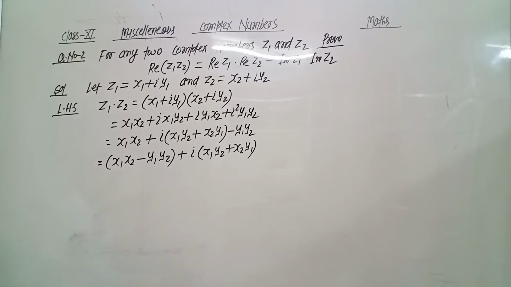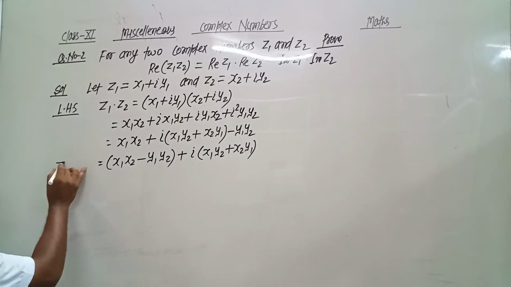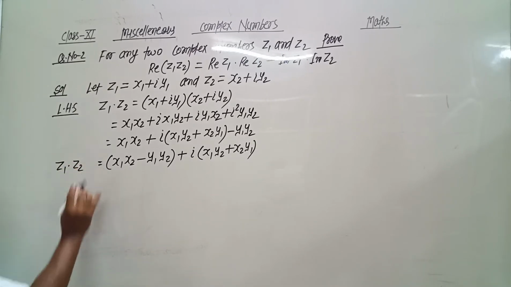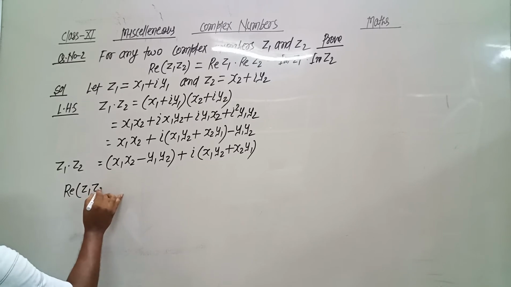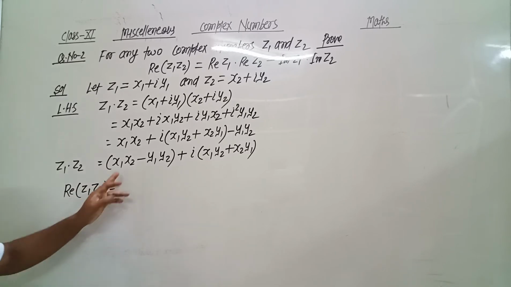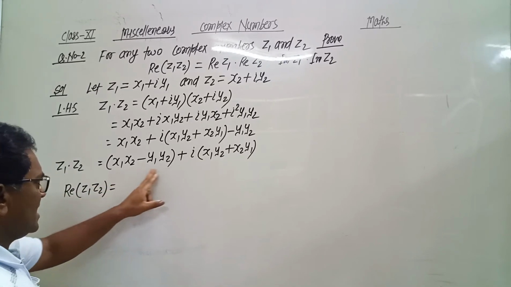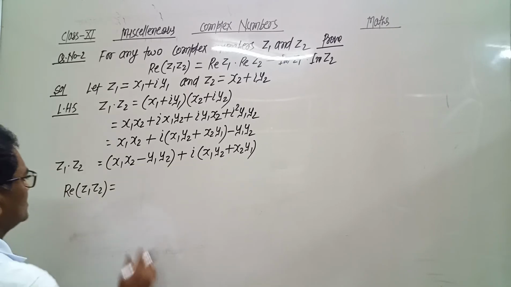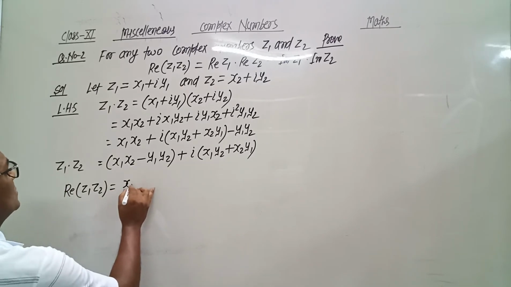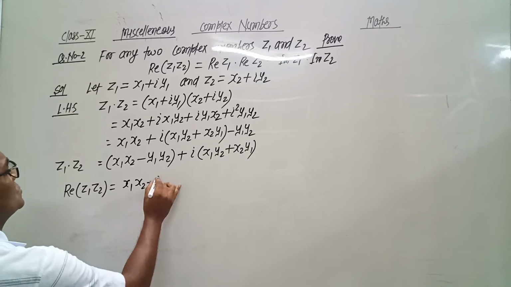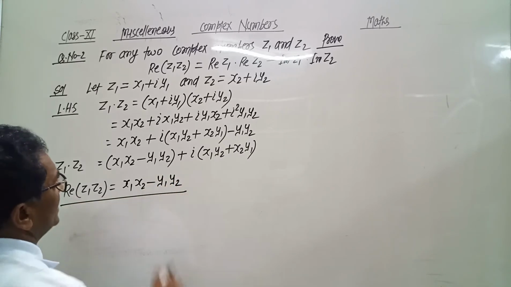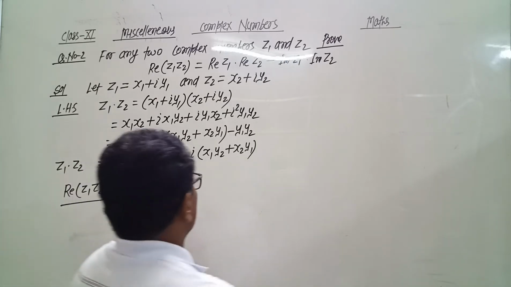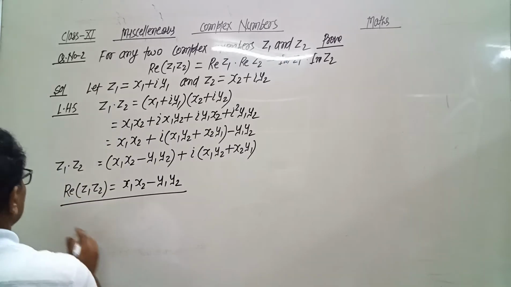Now what is the real part of Z1 Z2? In the form x plus i y, this is the real part. So the real part of Z1 Z2 is x1 x2 minus y1 y2. So this is our LHS. Now we will find RHS.